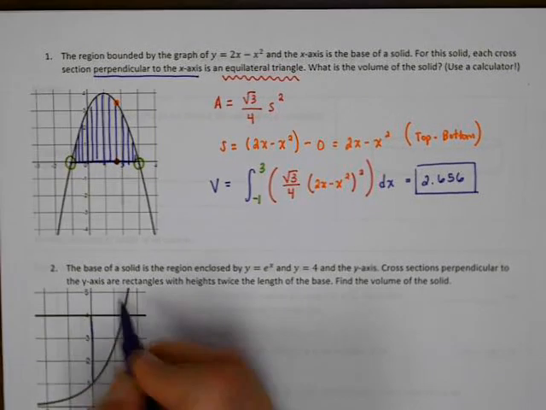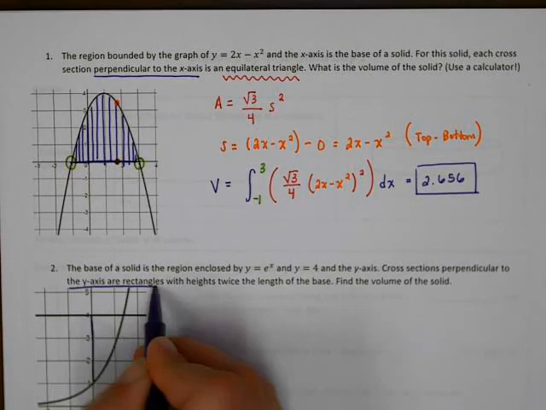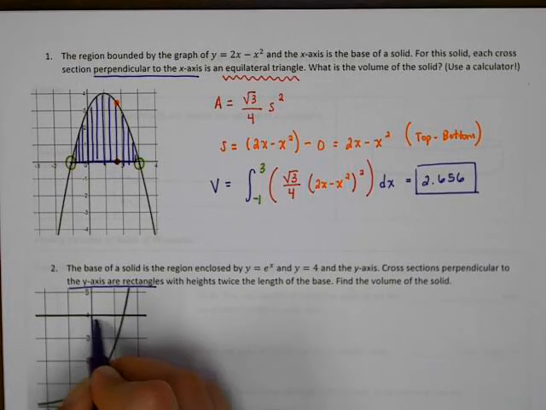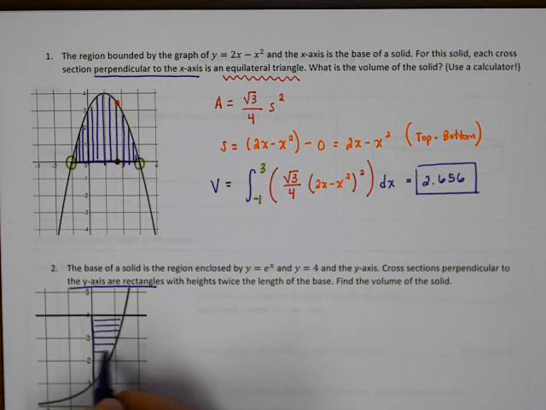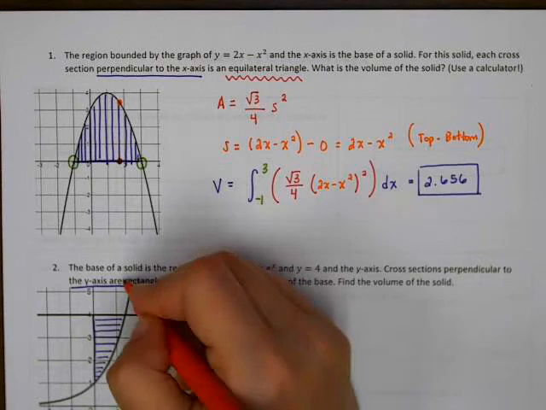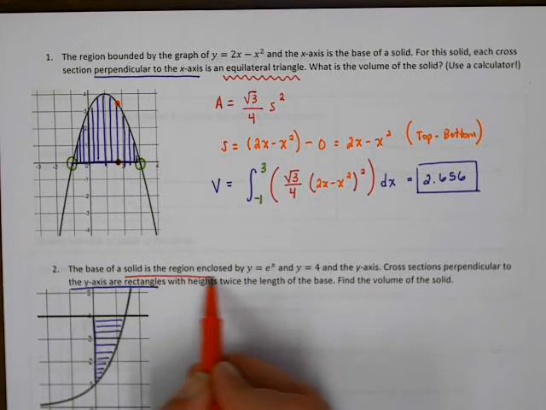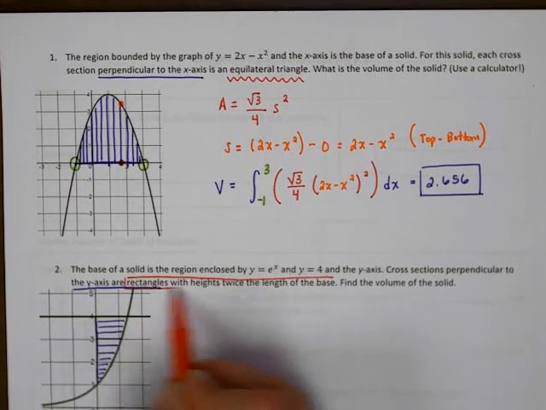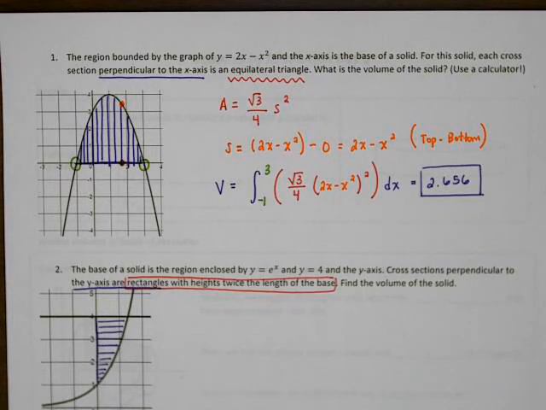Cross sections perpendicular to the y-axis. So we're going in this direction, and I'm going to draw them in that direction so I can visualize this, are rectangles whose height is twice the length of the base. Find the volume of the solid.